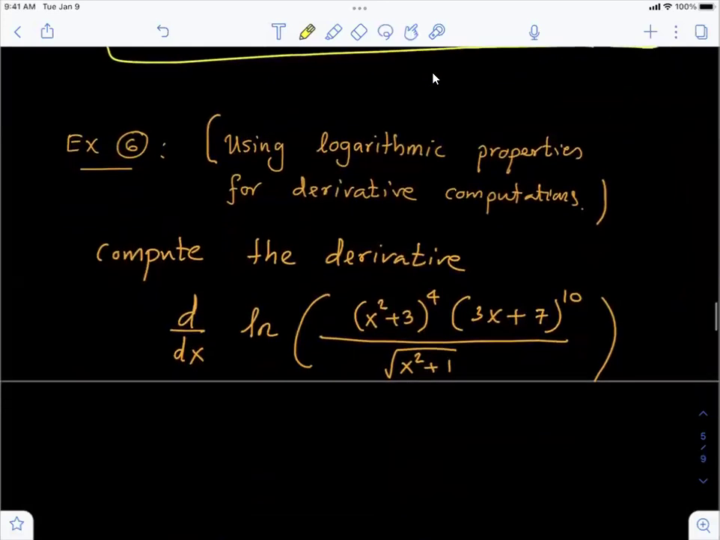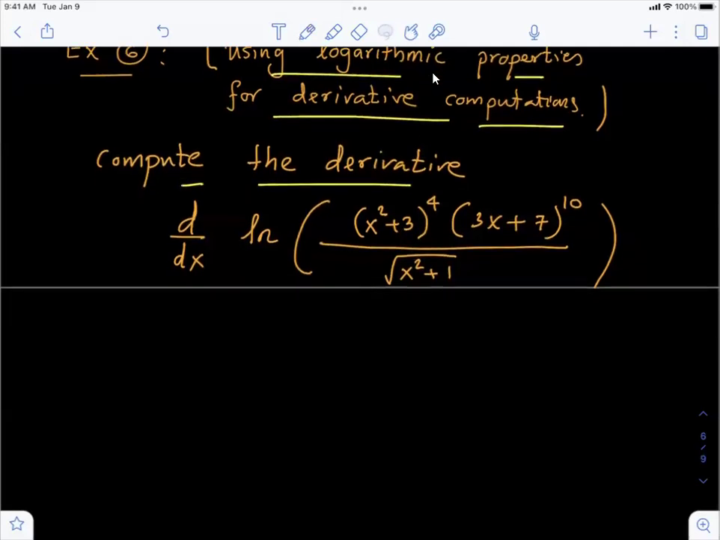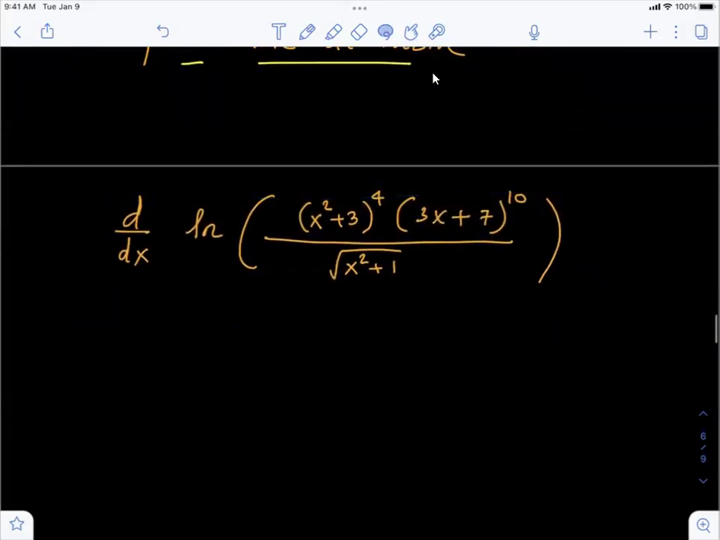Based on this, now look at this. Using logarithmic properties for derivative computations, compute the derivative of this given function. Now, look at this. What is the speciality of this given function? This function has an ln right in front. And if you try to do the computation right away, you can think about it, because this is a composition.